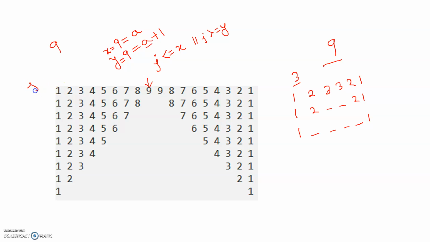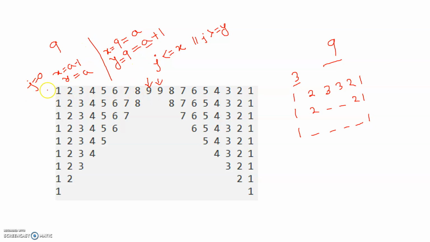Otherwise, suppose your j is starting from 0, then see, this particular index is coming at 8th, right? So your x will be basically a minus 1 and y will be basically the next column, which is basically a. Okay, now you just see how it is working.